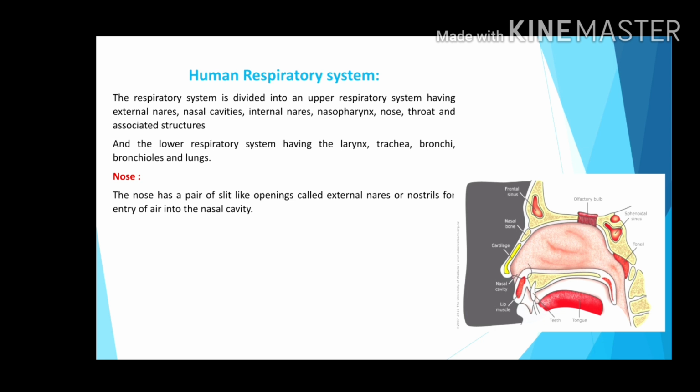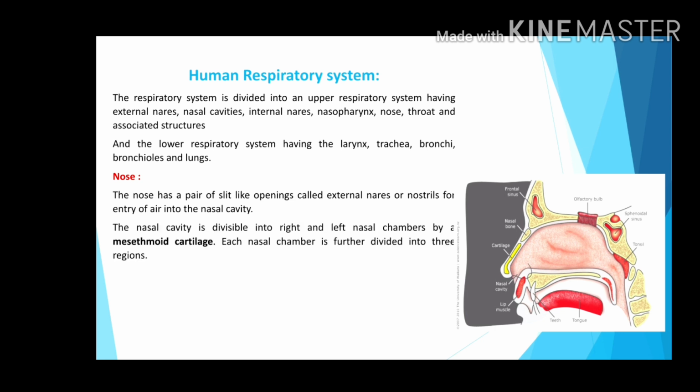The nasal chamber is further divided into three regions. The first one is the vestibule. It is a proximal part above the nostrils. It has hair which helps in filtering the air which we breathe in, trapping the dust and suspended particles in the inhaled air.